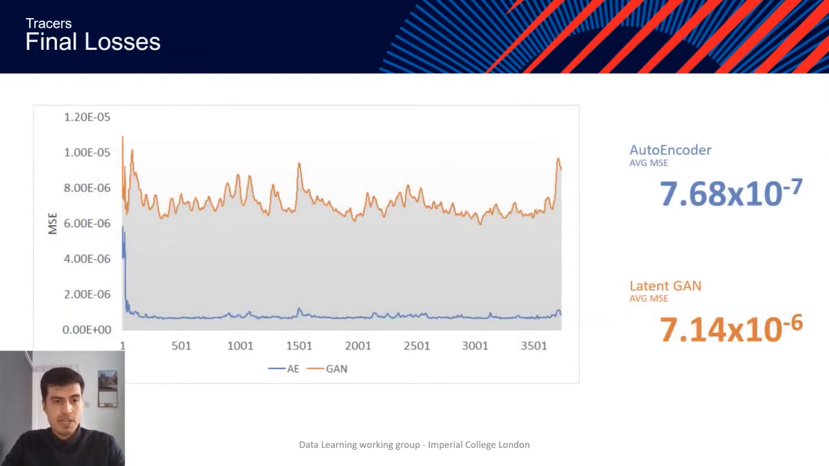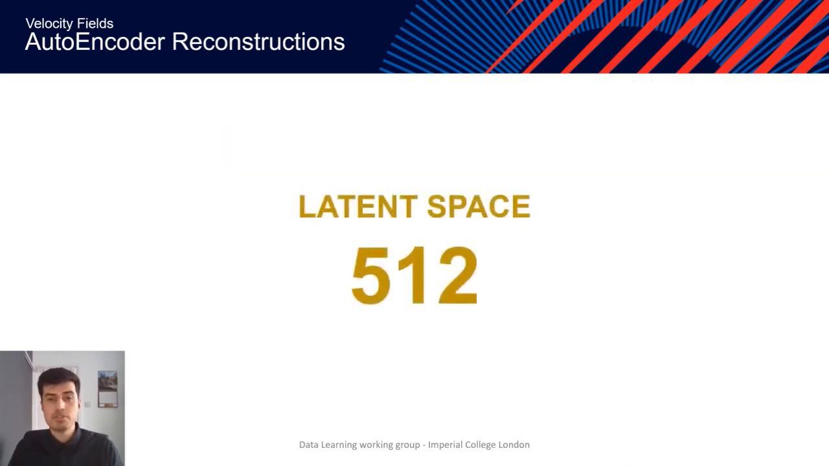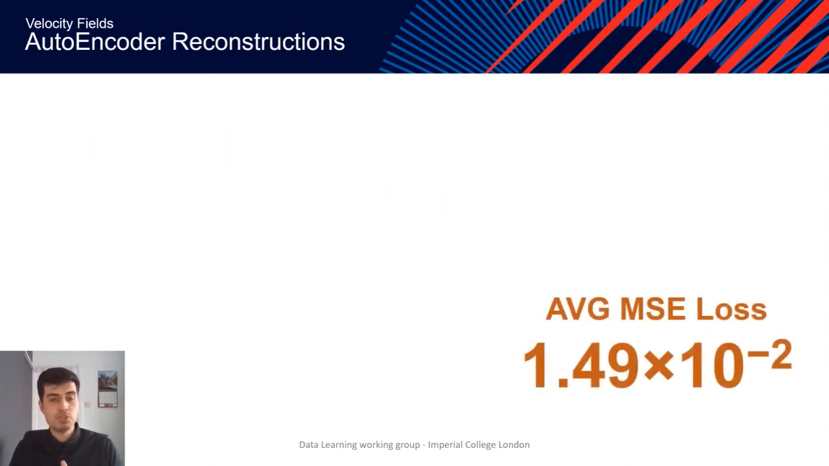So moving on, we now look at the velocity-field autoencoder reconstructions. The final model was trained for 1,000 epochs, reducing the dimensionality down to 512 from 100,040, achieving an average mean squared error loss of 1.49 times 10 to the minus 2. We notice the immediate degradation, but this is understandable as the domain is far more complex, with flows being circulated around the entire region and not just the center as per the tracers.